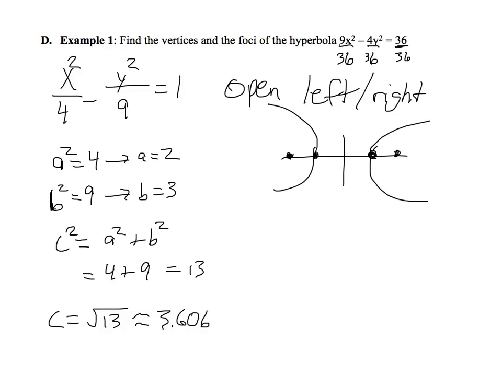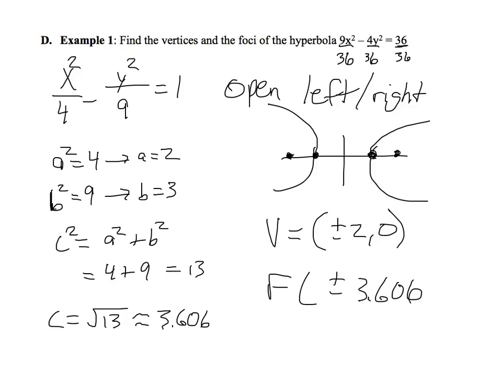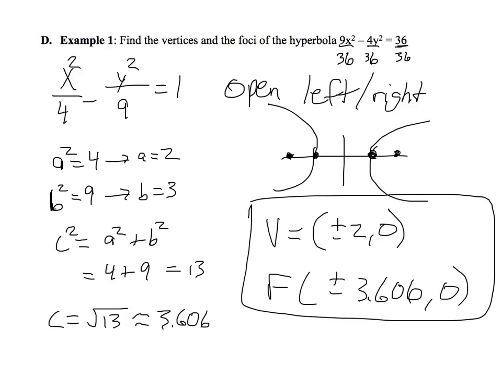Okay, but in this case, if all they're worried about is the vertices and the foci, I could easily write them out this way. The vertices will be plus or minus 2, comma 0, and the foci would be plus or minus 3.606, comma 0. And we are done with that example.